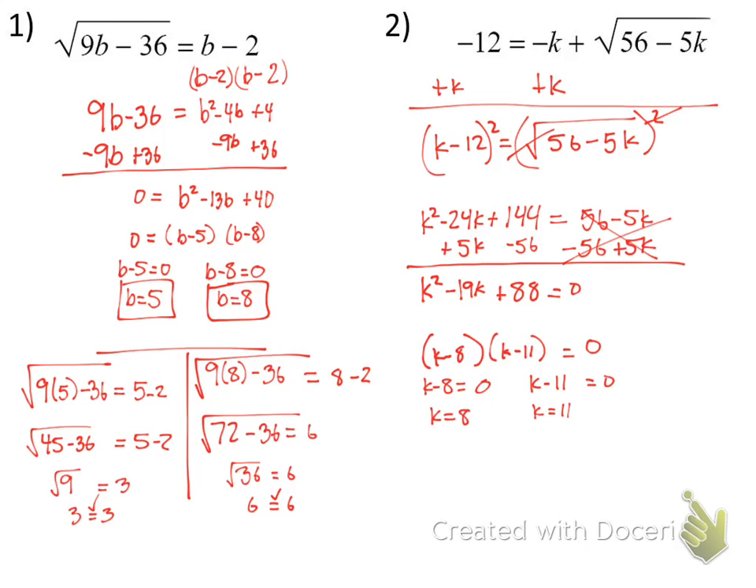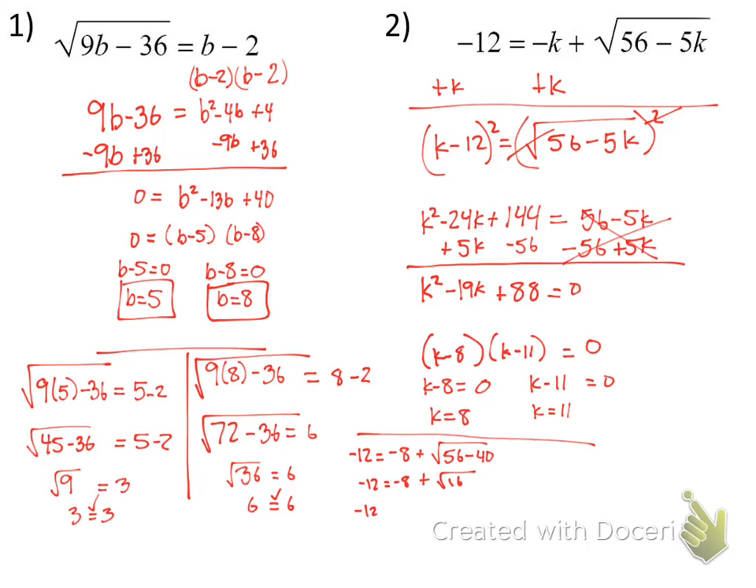Okay, so we have two answers now. We need to check them to see if they're extraneous solutions. So I'm going to check the first one, going to my original problem. Negative 12 is equal to negative k. So remember, it's negative. Our first k is 8. Negative 8 plus the square root of 56 minus 5 times k, or 5 times 8 is 40. Okay, so we got negative 12 is equal to negative 8 plus square root of 16, which is just 4.